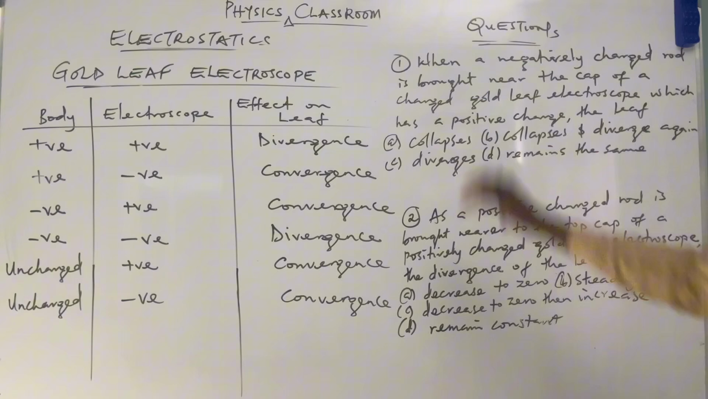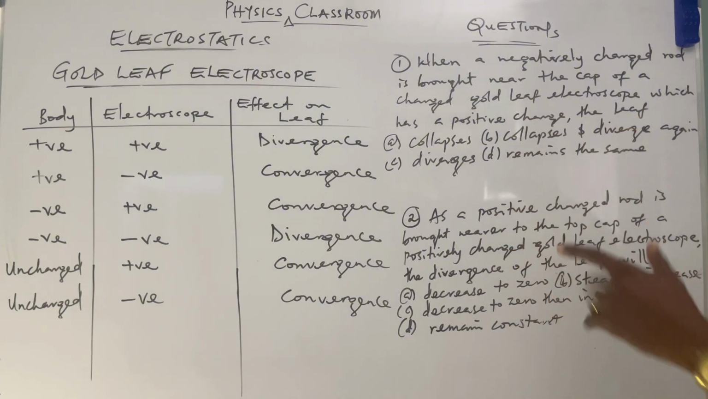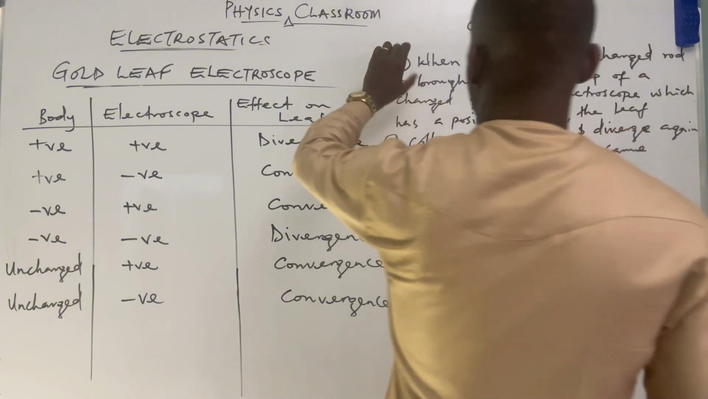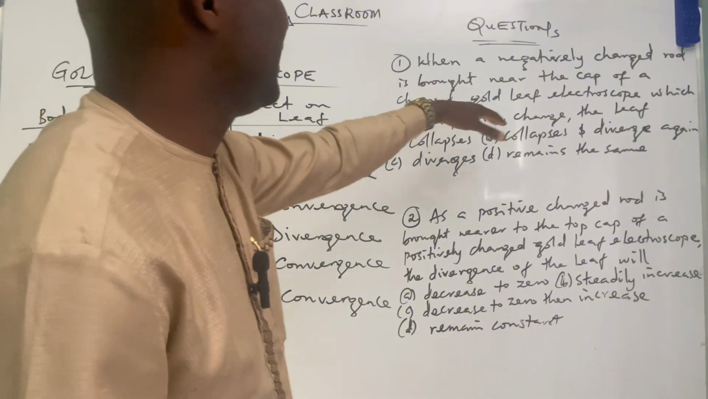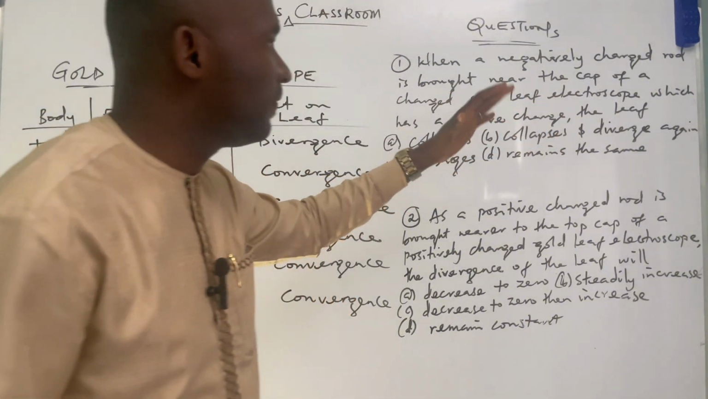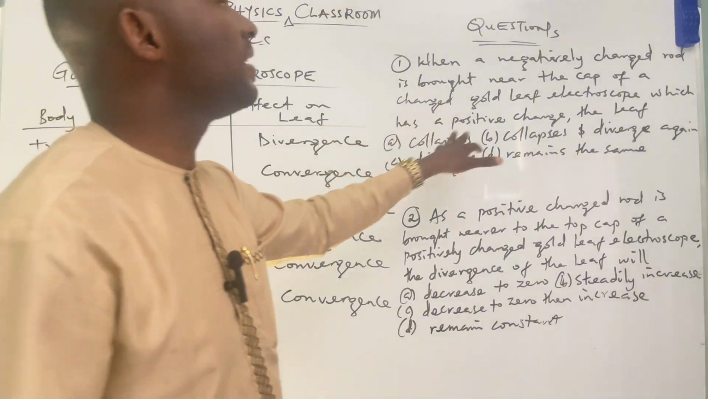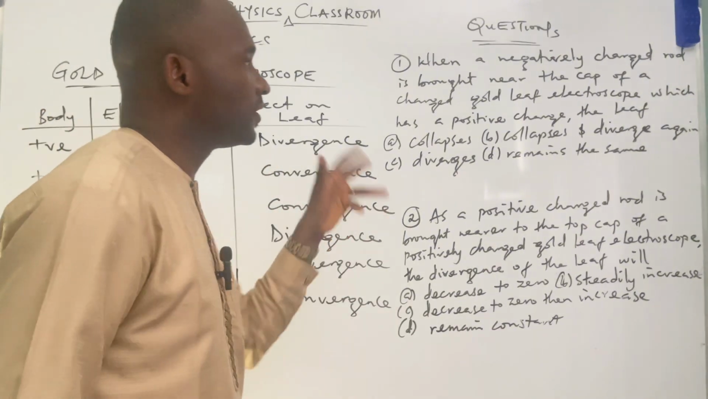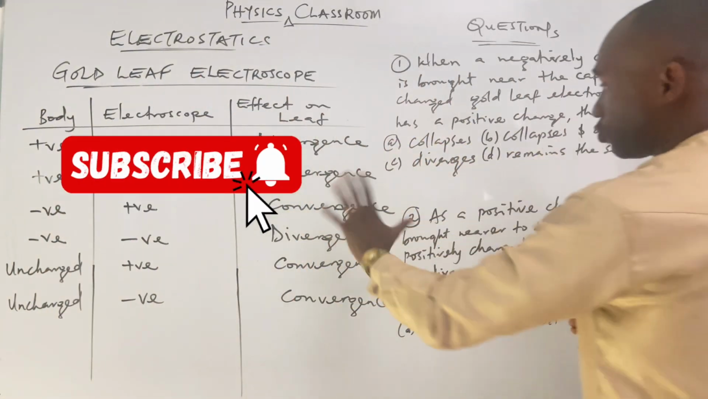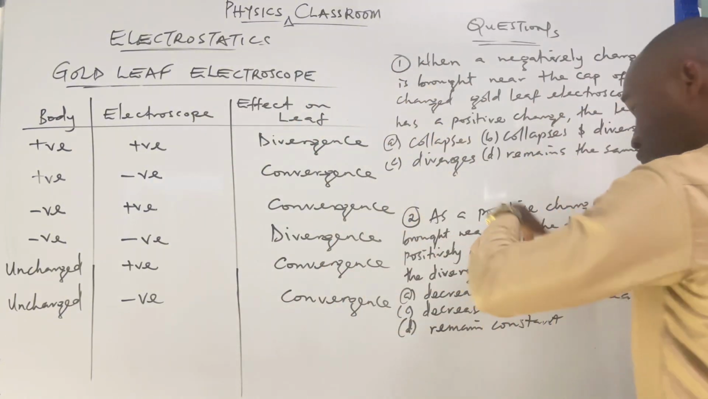Let's consider the first question, which is taken from 2014 UTME. They said, when a negatively charged rod is brought near the cap of a charged gold leaf electroscope, which has a positive charge, the leaf will what? What will be the effect on the leaf? Please follow through. This particular table answers both questions.